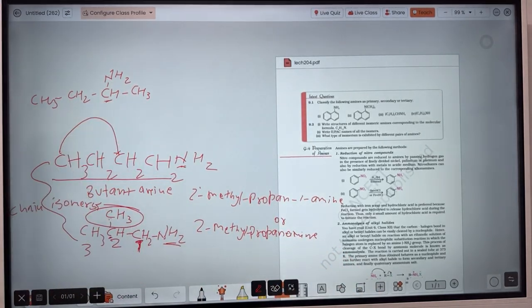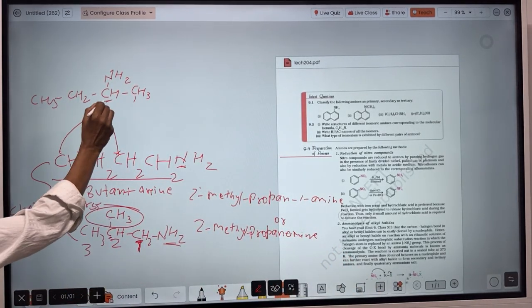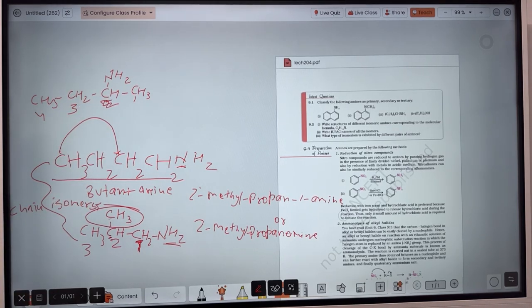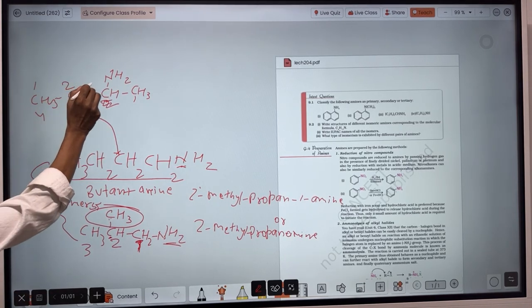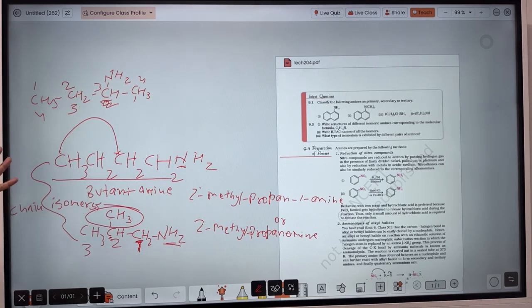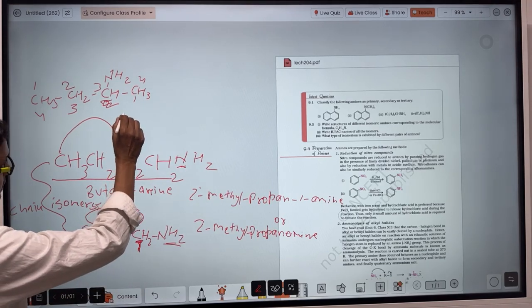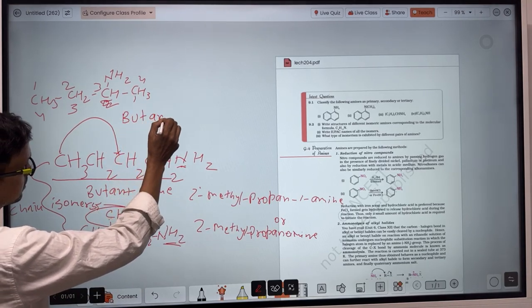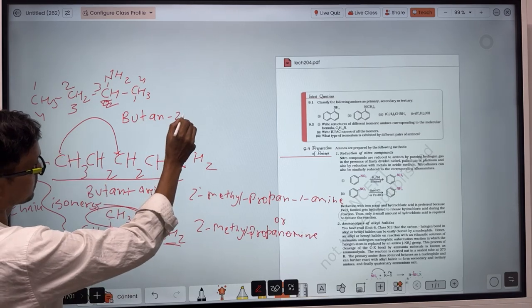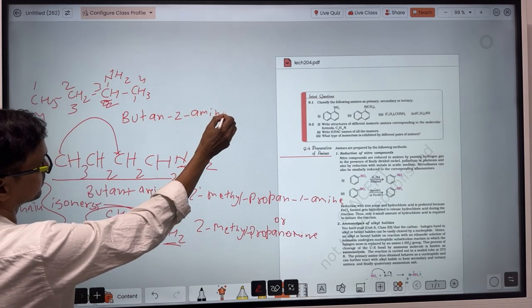The amino group is attached at the second position. Here 1, 2, 3, 4. So the functional group is at the second position, because if you do the numbering from left to right, then the functional group gets the third position. So simply we will write butane-2-amine. Its name will be butane, the E will be replaced by amine, so at the second position it will be amine.